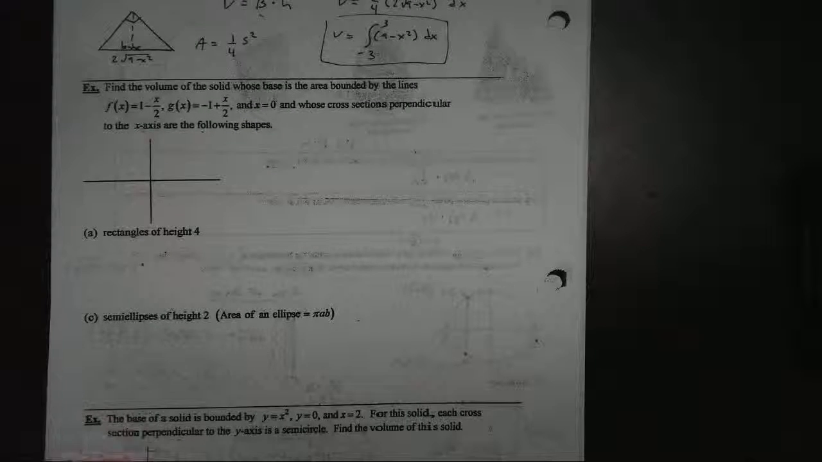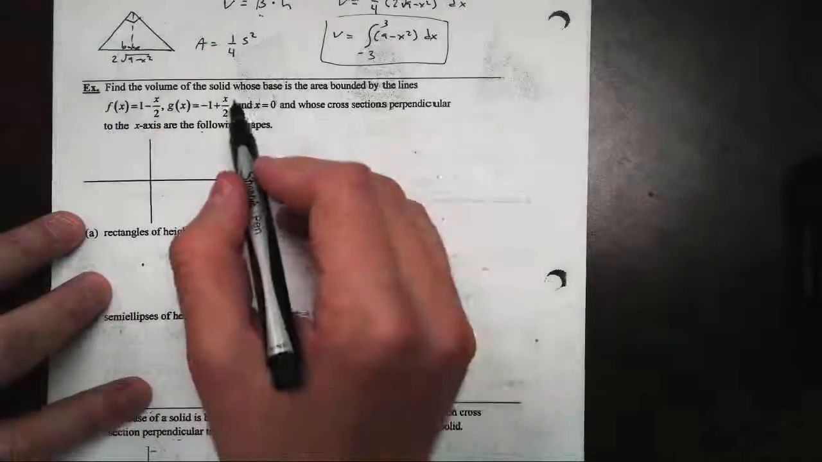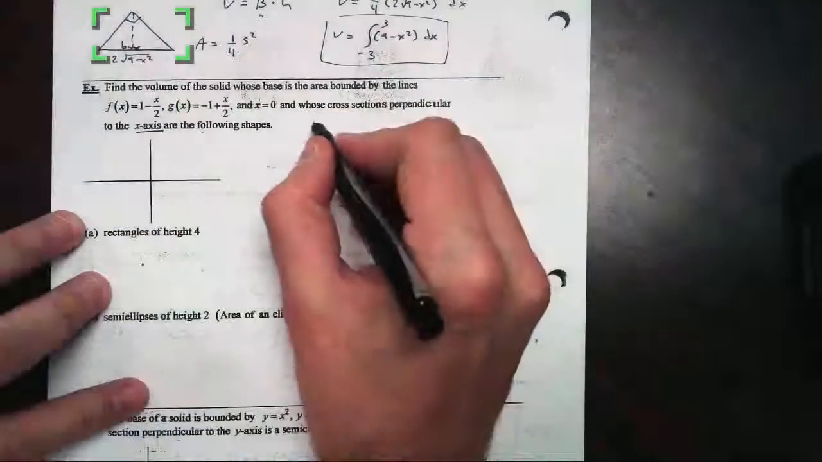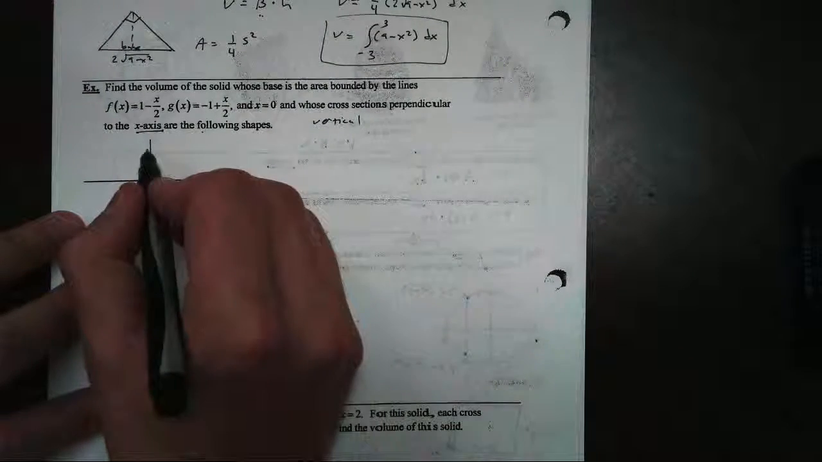So what happens if we don't have a circle, like we have 2 lines here? We're still going to find the volume using cross sections, and we're perpendicular again to the x-axis, so that means we're going to be vertical. So remember, you're going to draw your shape.